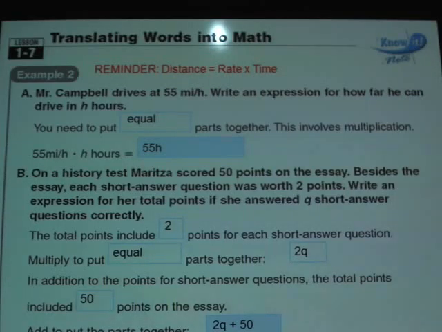Okay, the B question does not use that formula, but it will have us do the same translation type work. It says on a history test, Maritza scored 50 points on the essay. Besides the essay, each short answer question was worth 2 points. Write an expression for her total points if she answered Q short answer questions correctly.